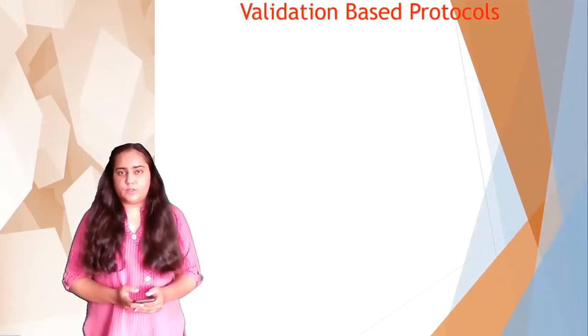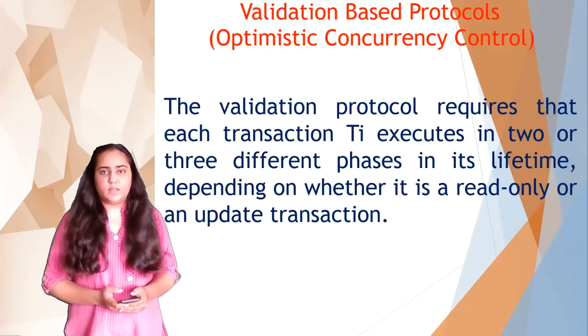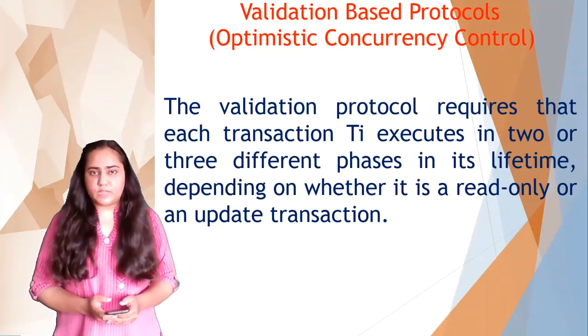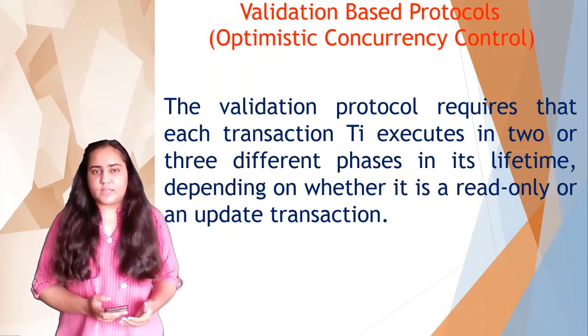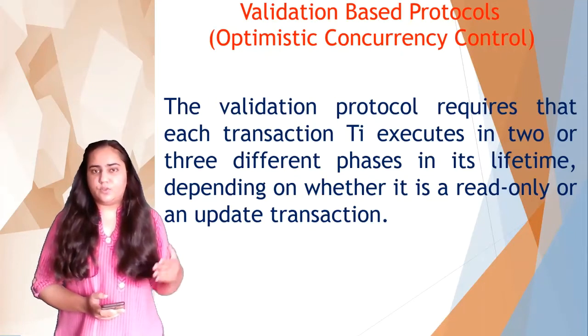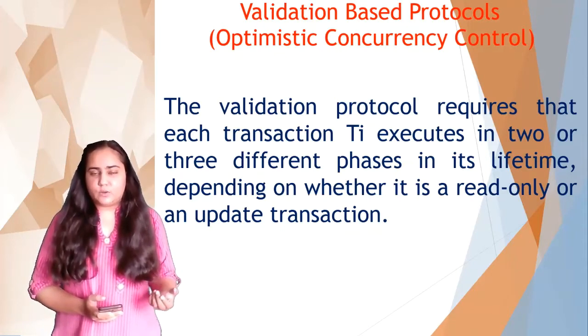The first technique we're going to see is the validation-based protocol, also known as optimistic concurrency control. It requires that each transaction Ti executes in 2 or 3 different phases in its lifetime, depending on whether it is a read-only or an update transaction. If it is a read-only transaction, it only reads data and does not write data, so it would not go through all 3 phases, only 2 phases. But if it is a transaction that needs to update or write any data item, then it will have 3 phases.